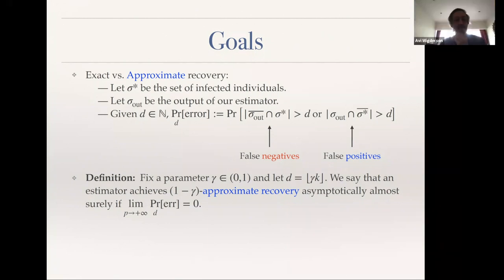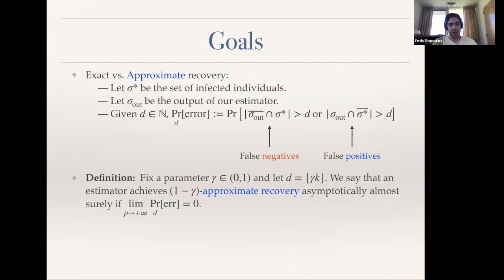By false negatives, I mean, our estimator is going to output a set of individuals that it believes are infected. We say that it makes a false negative error if one of the individuals that was not in the output was actually infected, and we missed it. And we say that we make a false positive error if one of the individuals that was in the output was not infected.